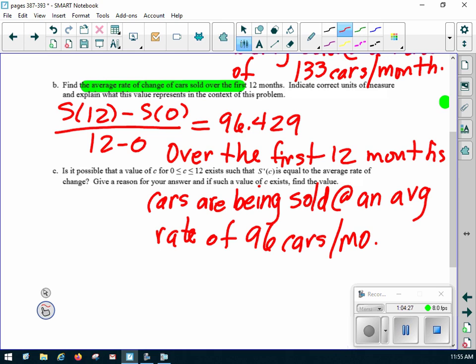Please go through that last problem. It will be on the answer key that I post.